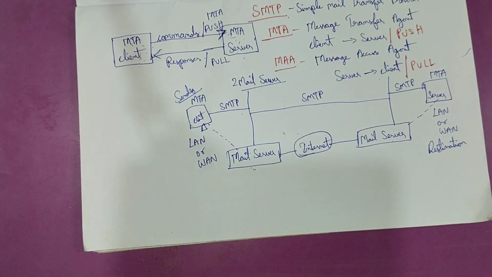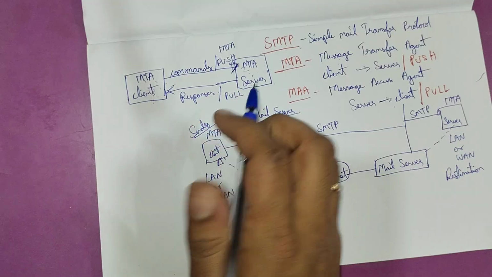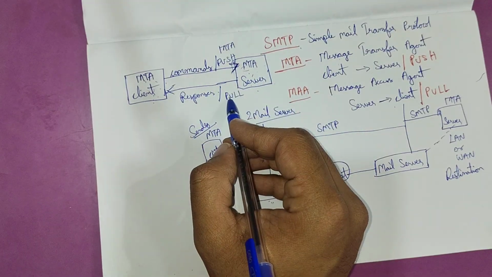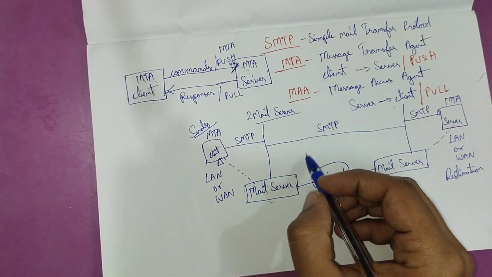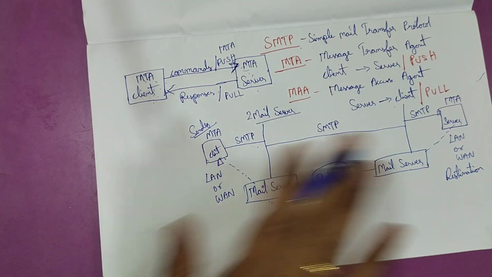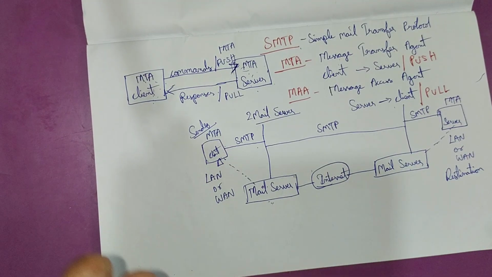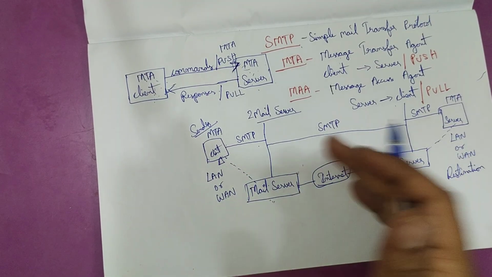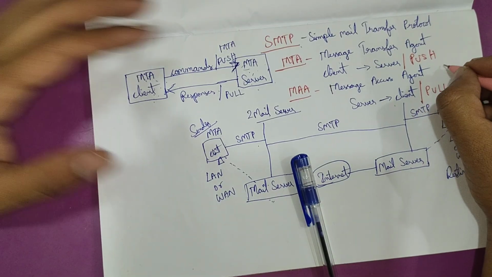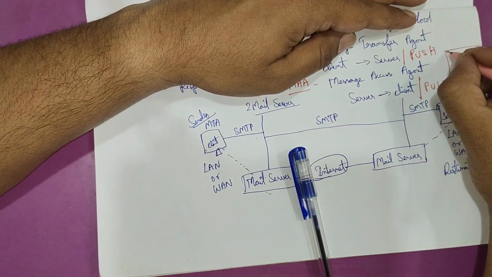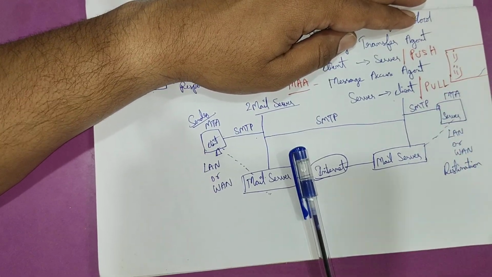Now coming to this point, you are using commands and responses, right? So commands are pushing, and responses are pulling. In the MTA, you are using a push operation, you are pushing the data from the client to the server by using the SMTP concept. For the pulling operation, we are going to have two different concepts. I'll be explaining those concepts in the next video, but please remember these two different concepts.